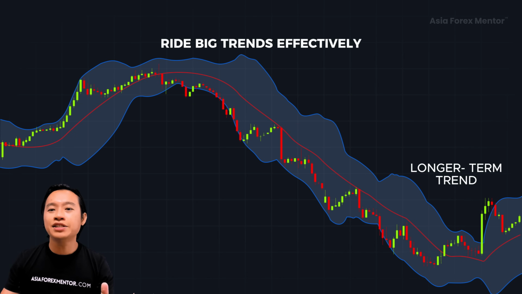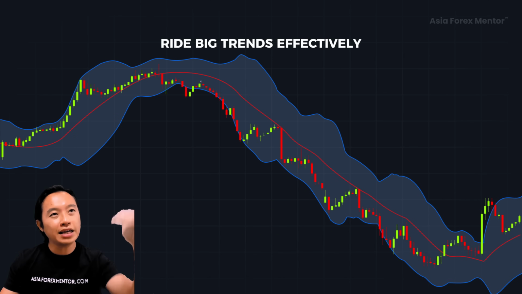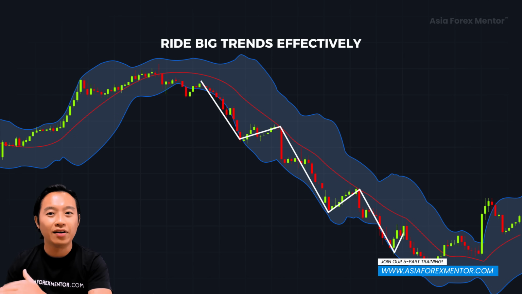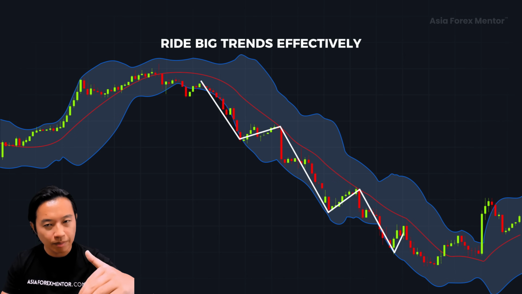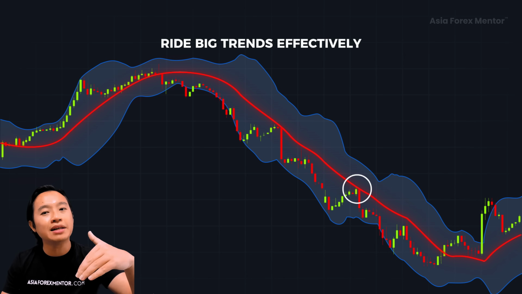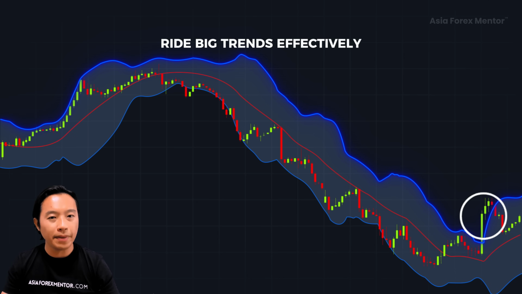Because the market doesn't just drop. The market can drop, pull back, drop, pull back, drop, pull back. So sometimes you can trail it, but if you see that, based on the past history, price tends to pull back a little bit more than the median line, that's where you can move it up towards the outer band.